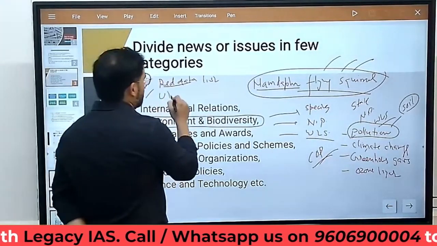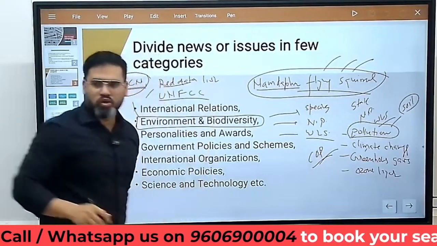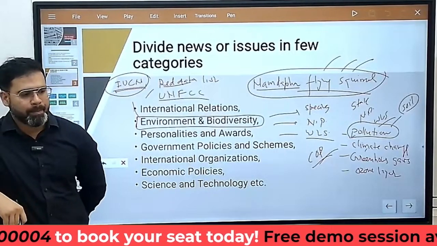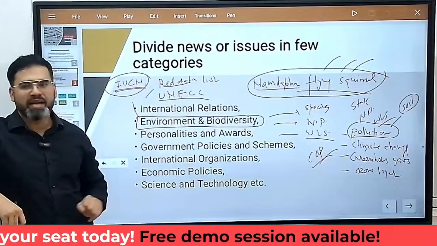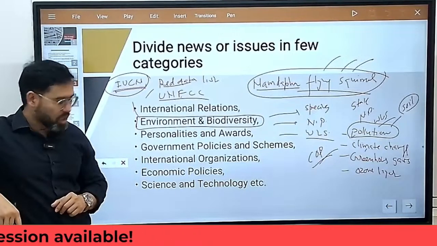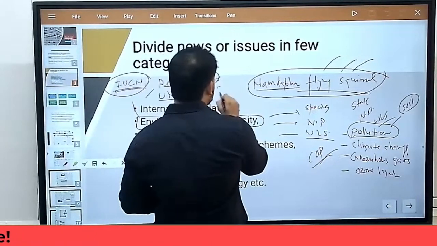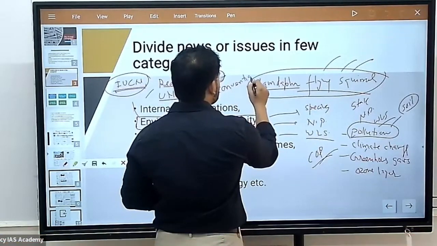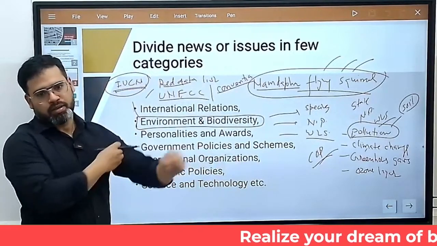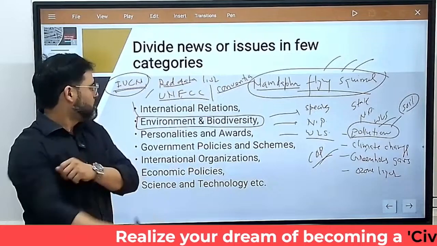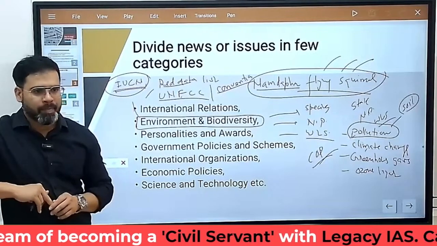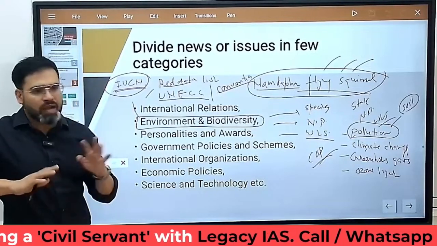Or for example, UNFCCC, United Nations Framework Convention on Climate Change, that is important. Various conventions are proposed. Various conventions, they will come in the news, like the Stockholm Convention. So various conventions. इतना आपको focus करना है.